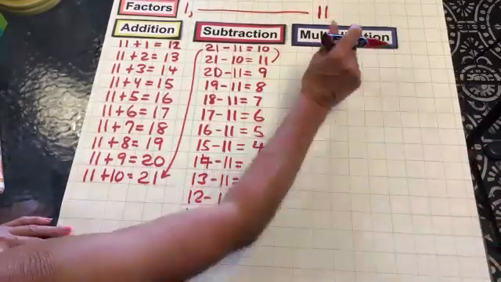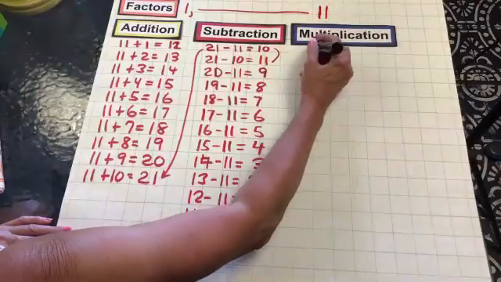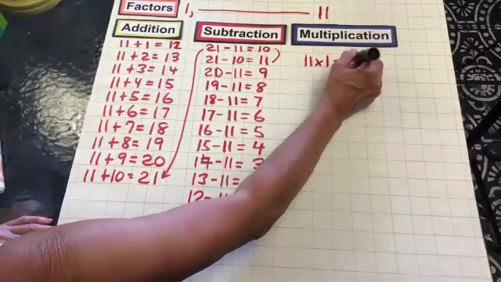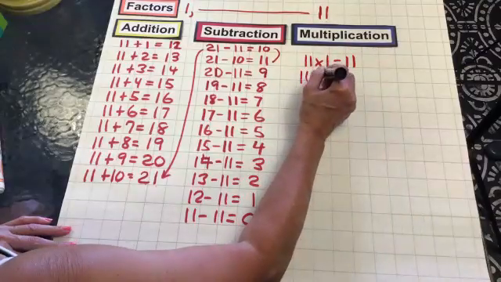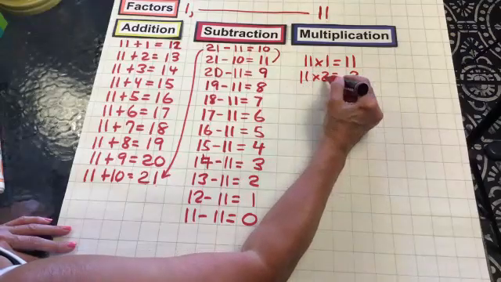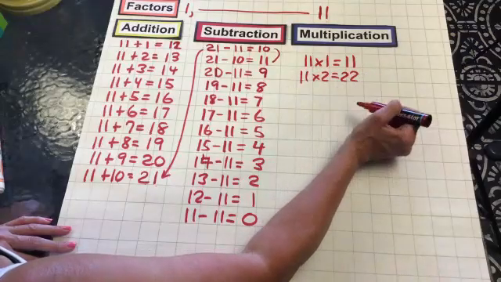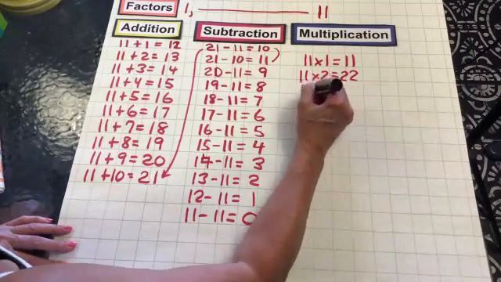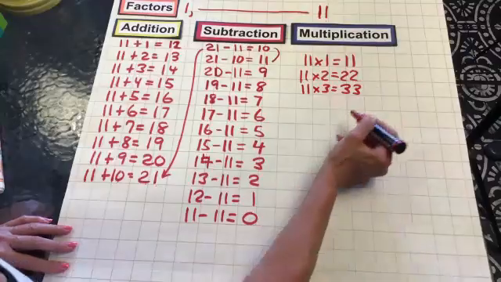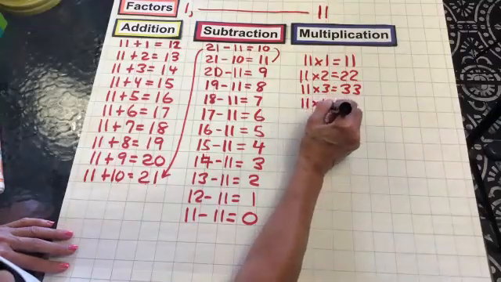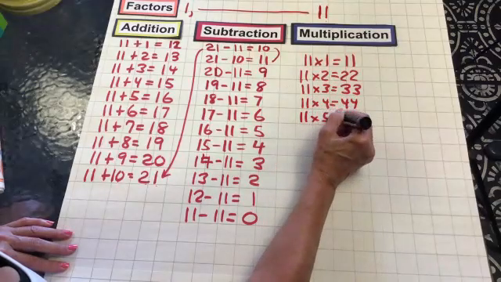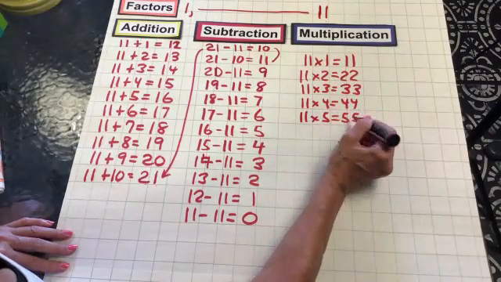All right, let's go 11 times multiplication. 11 times 1 equals 11. 11 times 2 equals, well, 2 times 1 is 2, and 2 times 1 is 2, 22. Whoa, I see a pattern. 11 times 3 equals 33. 11 times 4 equals 44. 11 times 5 equals 55.